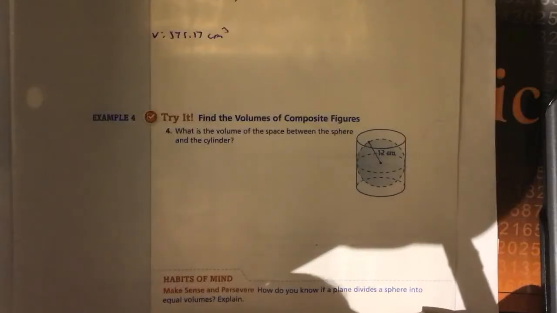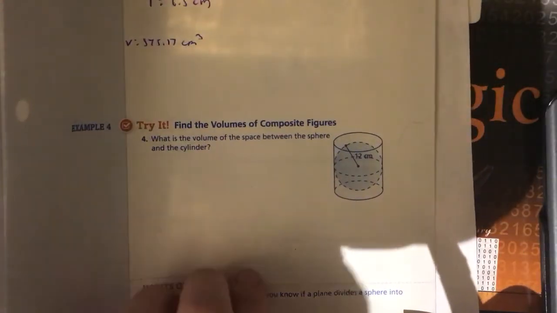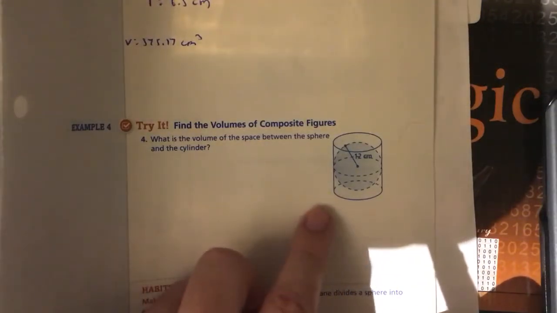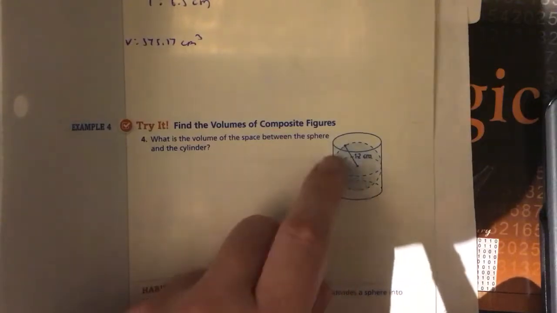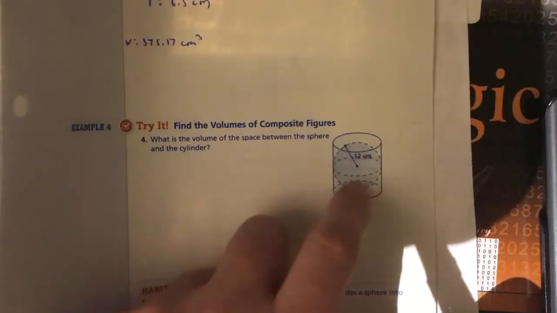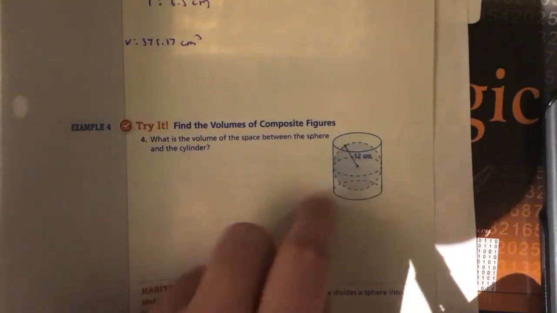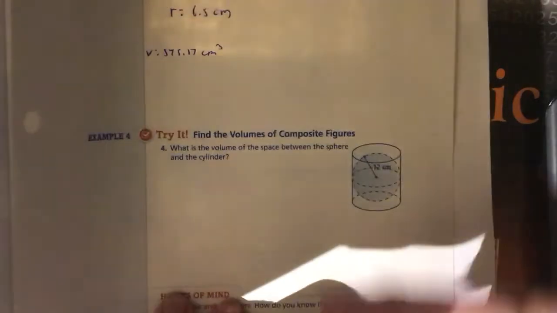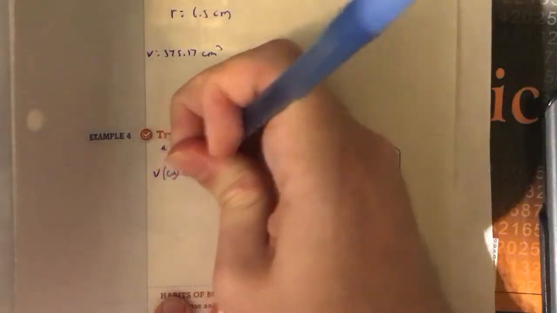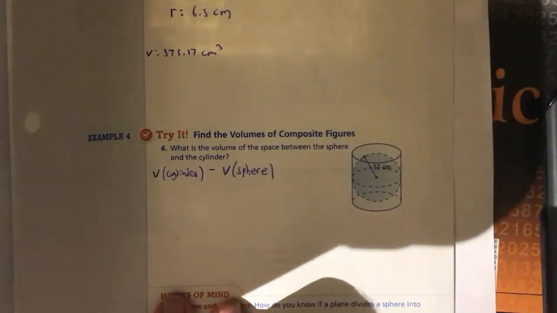Okay, number 4. What is the volume of the space between the sphere and the cylinder? I like these questions that deal with composite figures. Sometimes you're adding a volume, sometimes you're subtracting. When it says the space between, these are subtraction problems. In this case, I have a cylinder with a sphere inside. Basically, I'm removing the sphere and figuring out what volume is left over if I take out the sphere part. So I have to find the volume of both the cylinder and the sphere. This is my formula: volume of the cylinder minus volume of the sphere.